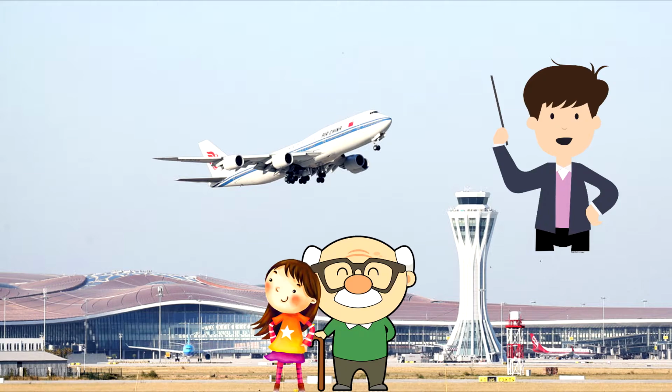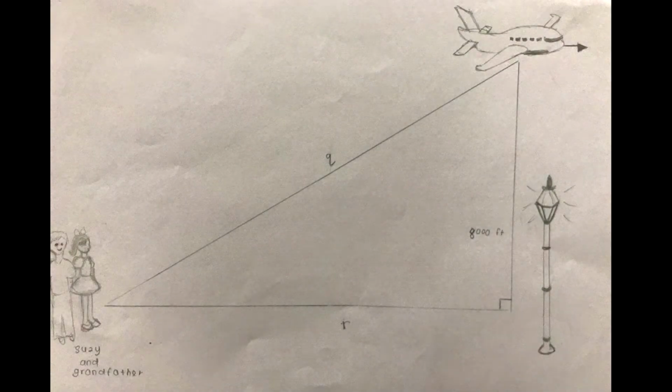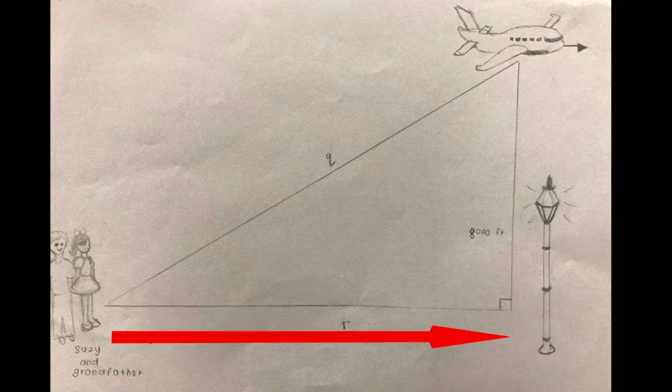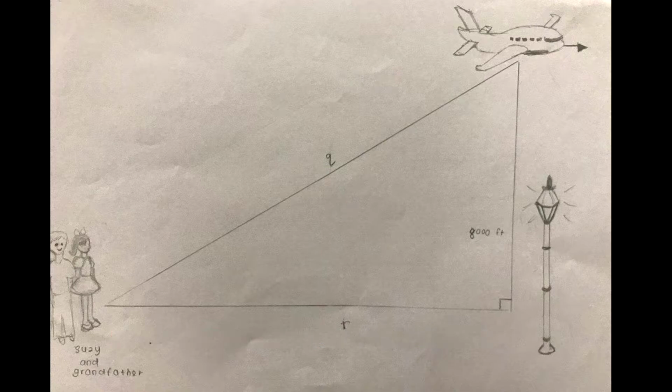Alright guys, let's help Grandpa and Susie calculate the actual speed of the plane when it is above them. Based on this picture, an airplane is flying overhead at a constant elevation of 8,000 feet. Susie and her grandfather are viewing the plane from a position 6,000 feet from the base of a lamppost. The airplane is flying horizontally away from them. If the plane is flying at the rate of 800 feet per second, let's find the rate of change of the distance between them and the plane.